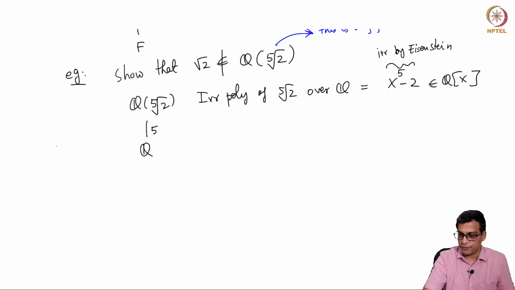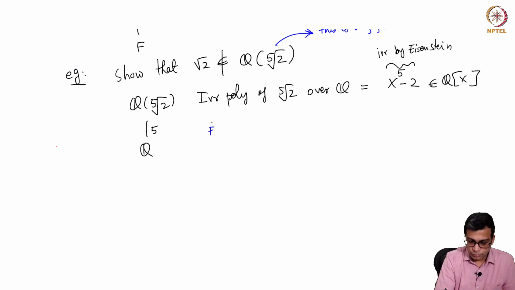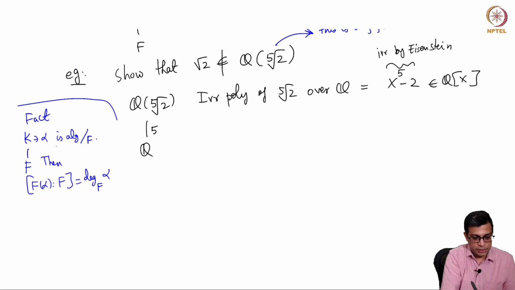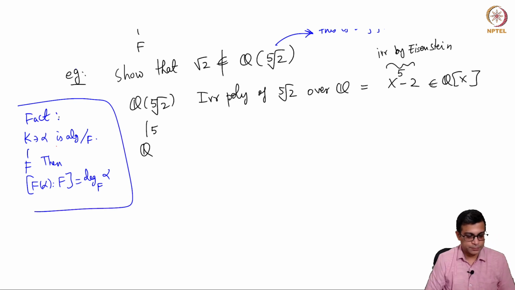Okay, so here there is a fact. Maybe I will write it here. The fact is, you have K over F, a given field extension, and alpha is algebraic over F. Then the degree of F(alpha) over F is the same as the degree of alpha over F. This is a simple fact, you can check this. So this says that it's 5.